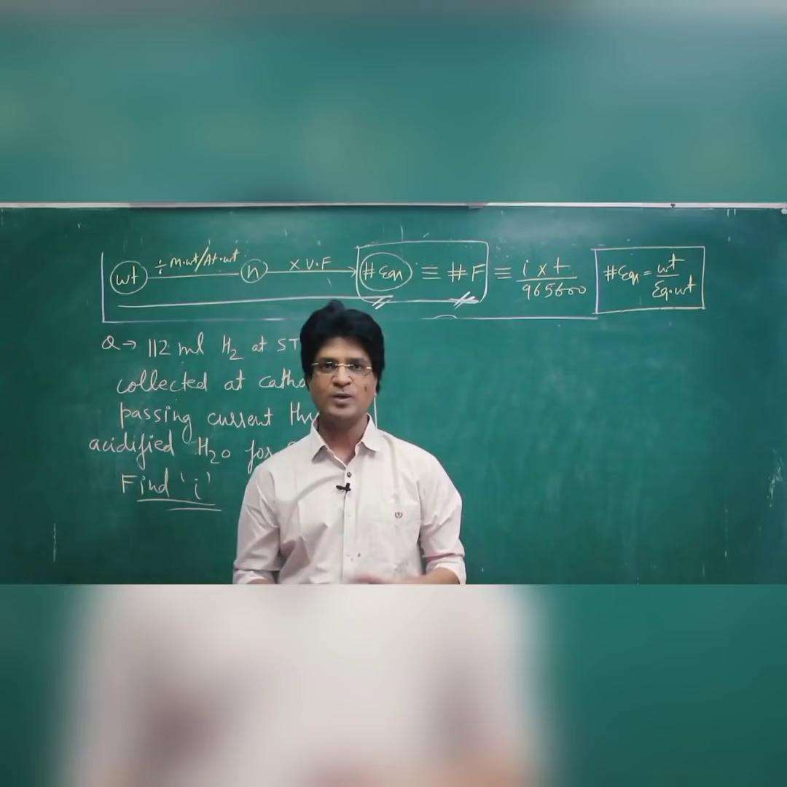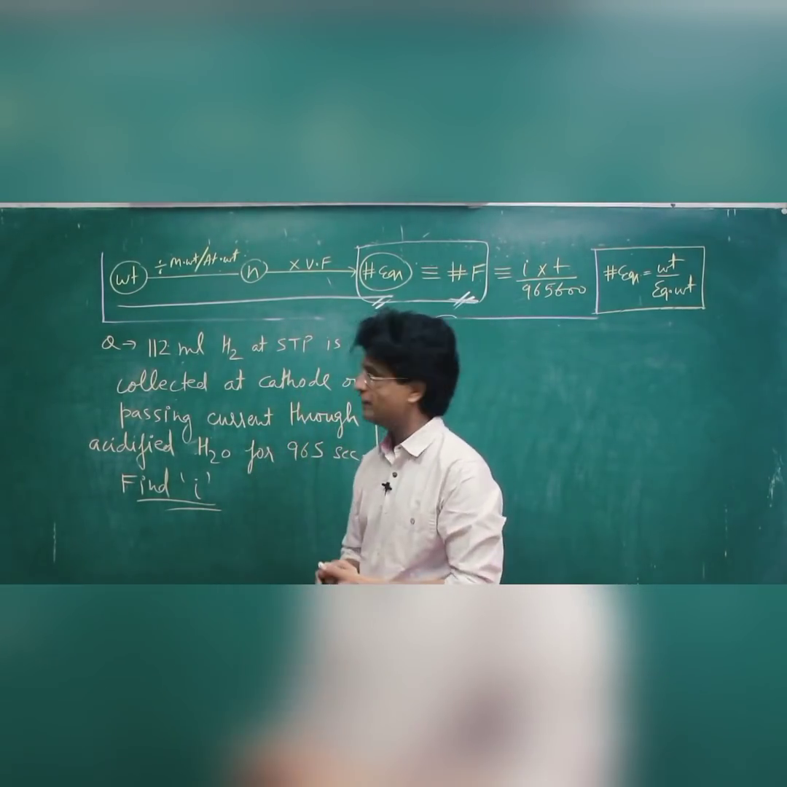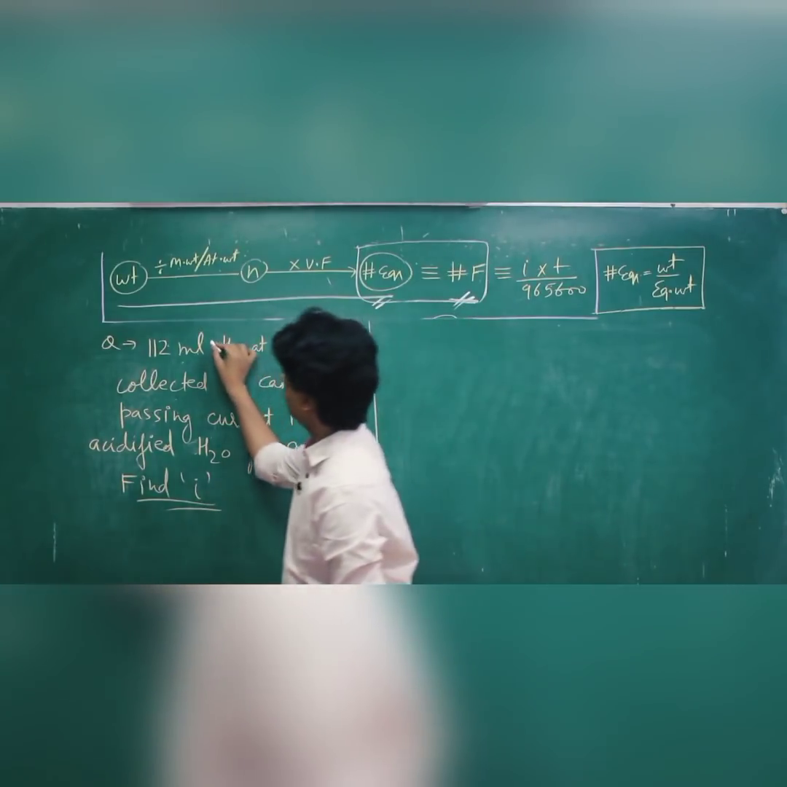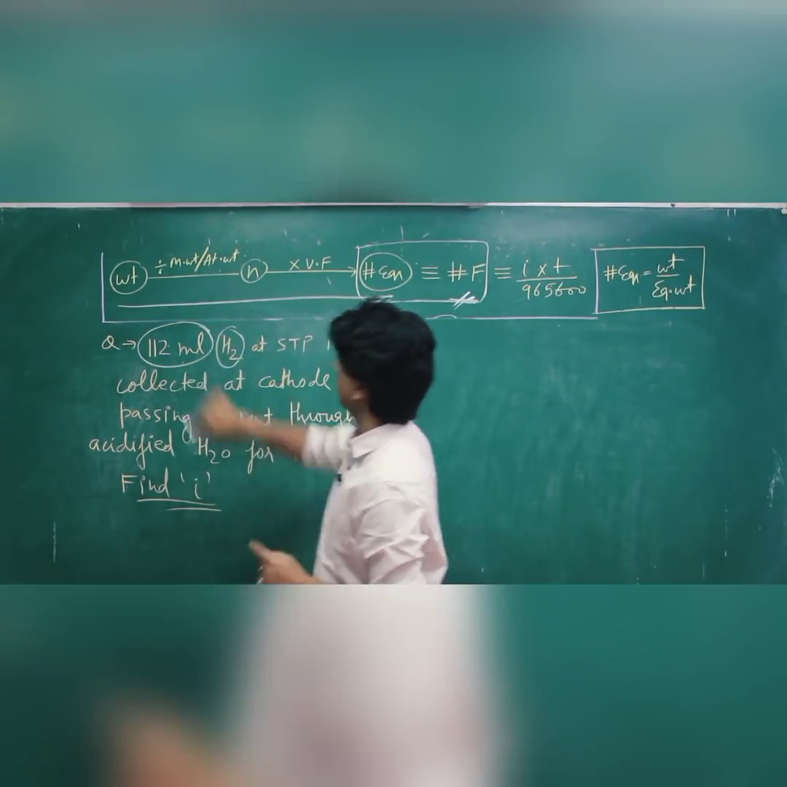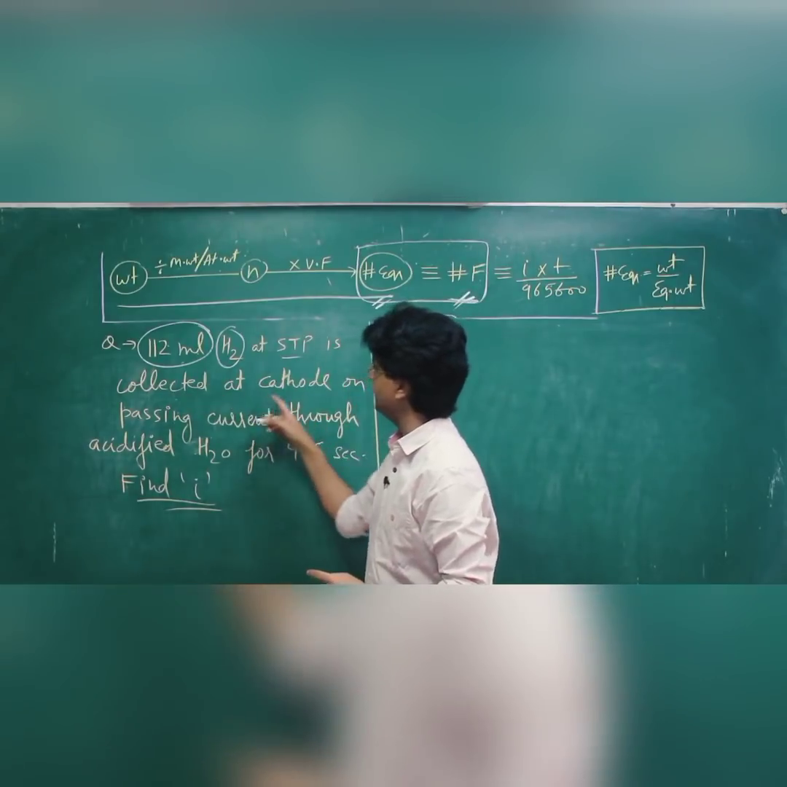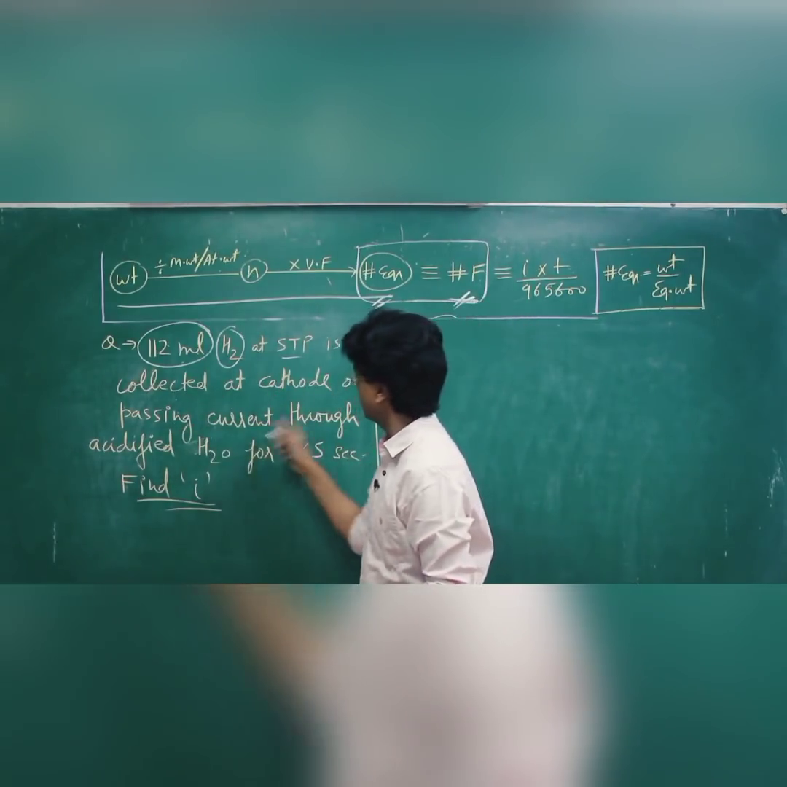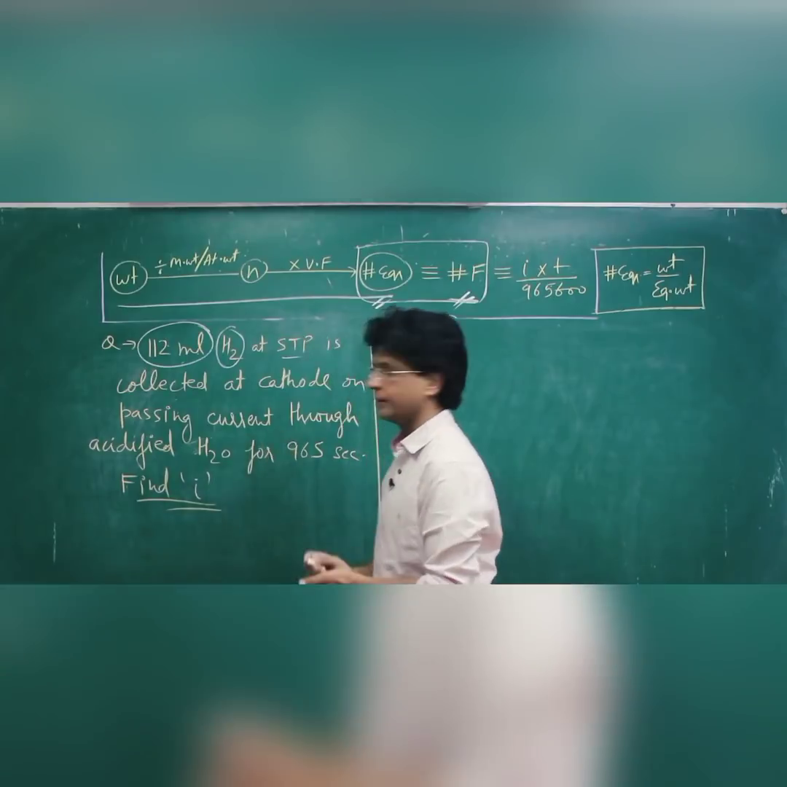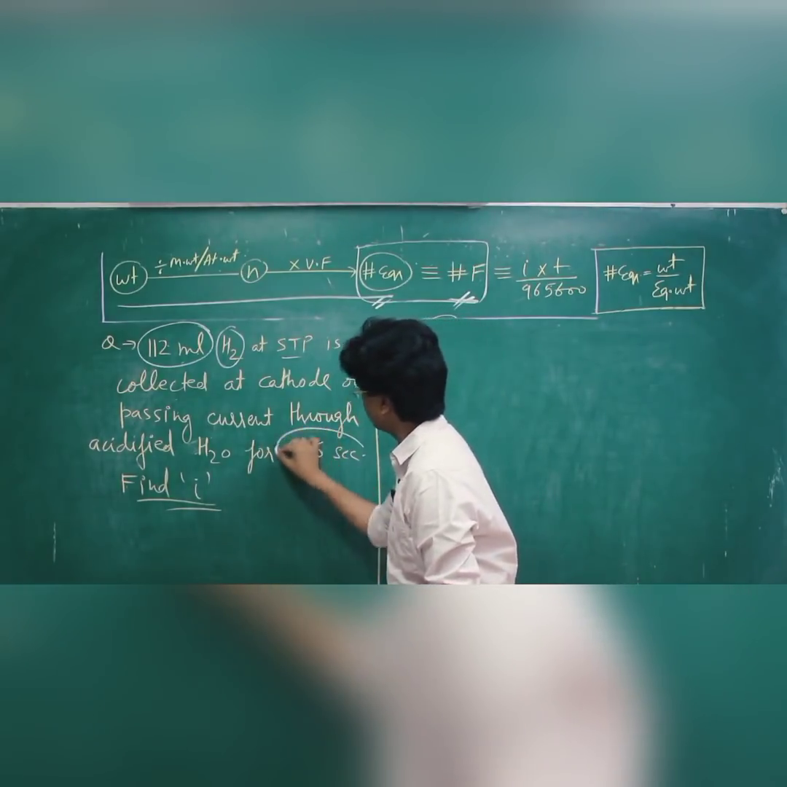Is that clear? Let's see a very simple and interesting question. This question says that 112 ml of hydrogen at STP is collected at cathode on passing a current through acidified water for 965 seconds.